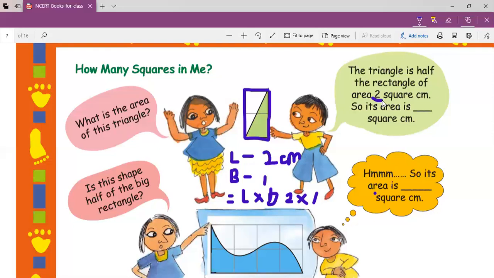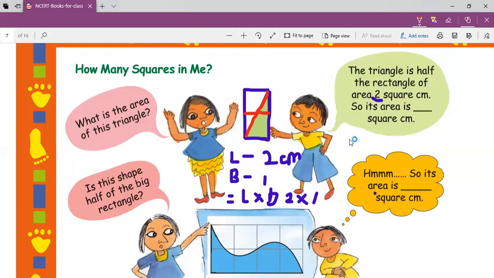Now, if you observe, the triangle is half of the rectangle. If we see this triangle part, the upper part, which is a little bit covered in the other square, if we place this part here, yes, it will form a proper square, it will fill the area. So it is half of a rectangle.